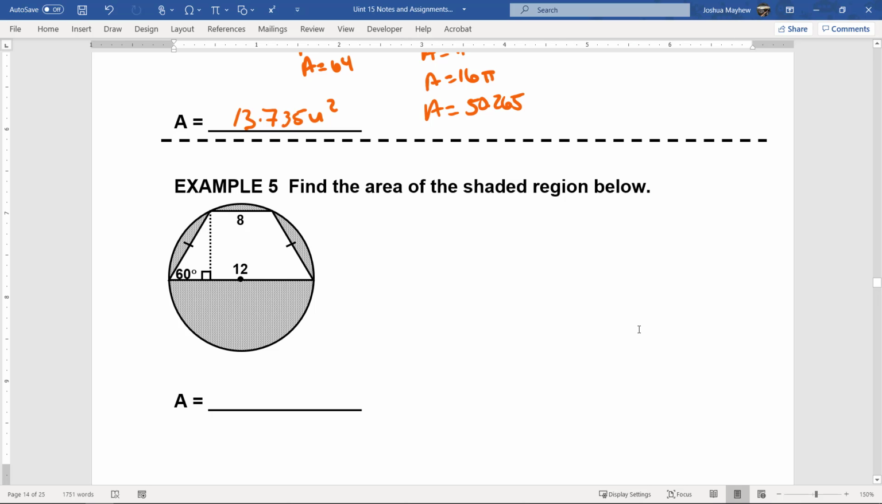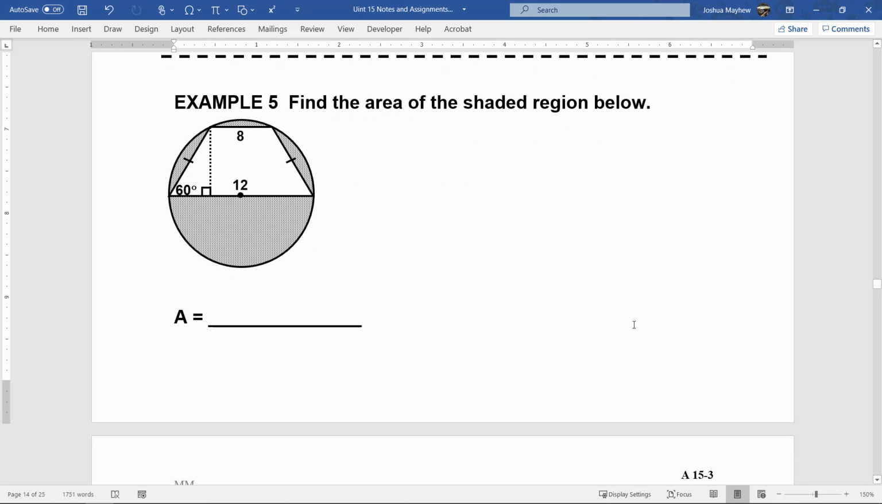So we've got another one where we want to find the area of the shaded region. Okay, find the area of the shaded region. So just in general, what do I need to do? Well, I need to find the area of the circle, and I need to subtract the trapezoid. Okay, so let's do the circle.